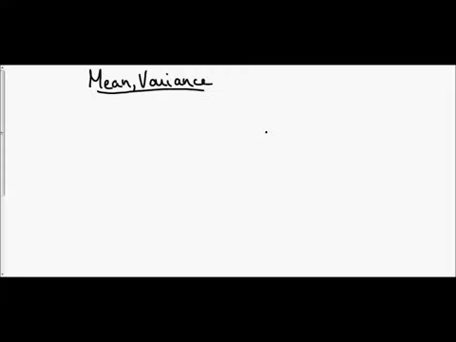This is the third part of probability videos. We are going to talk about mean, variance, mode, and median for some of the distributions. Let's start with discrete distribution.